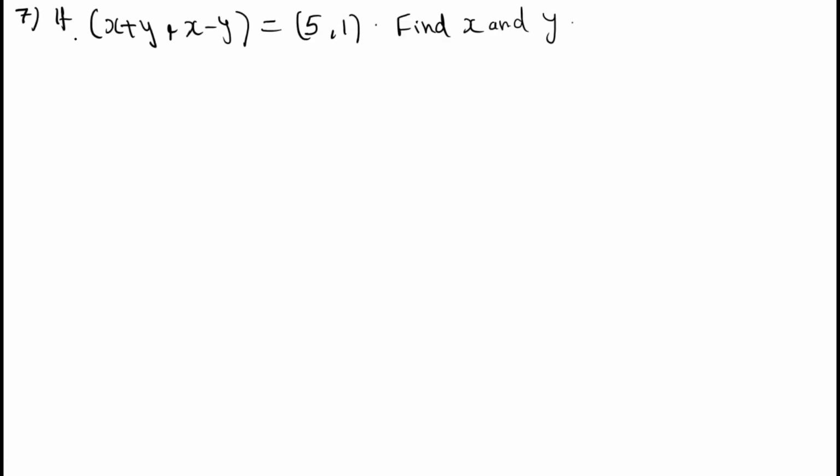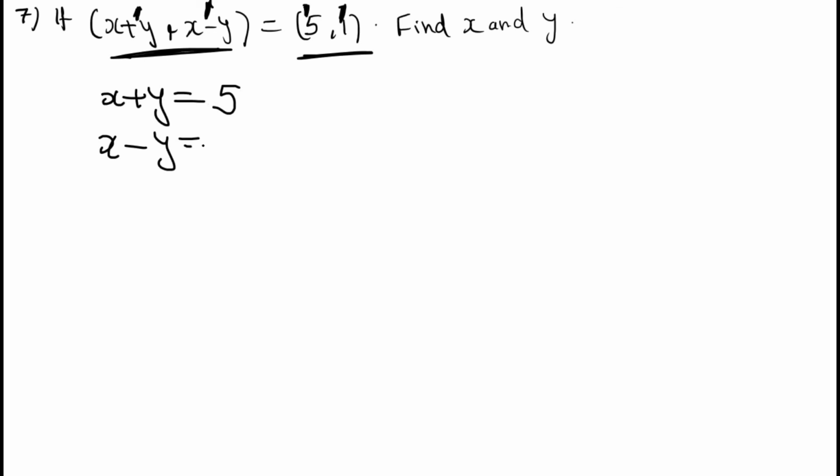See the next question. If (x + y, x - y) is equal to (5, 1), find x and y. Ordered pairs. Okay, the first ordered pair is equal to the second ordered pair. We solved a similar problem, right? Two ordered pairs are equal means their corresponding elements are equal. That means first element equals first element, second element equals second element. So x + y equals 5 and x - y equals 1.